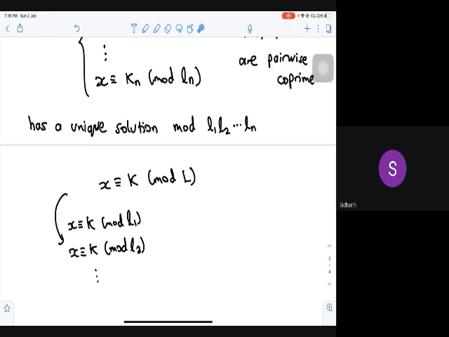Would this work for 2x congruent to 3 mod 7 and always x? So, like, if 2x is congruent to 3, then 2 has an inverse. So it's basically x is 3 times 2 inverse. So is that what you mean, or do you mean some system?